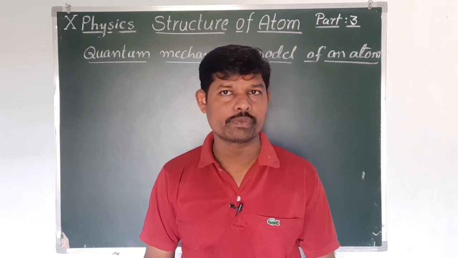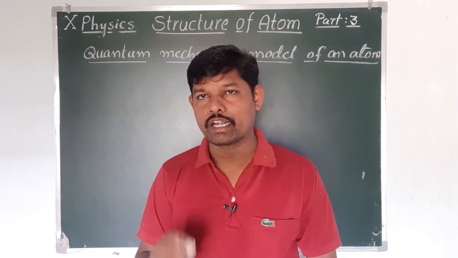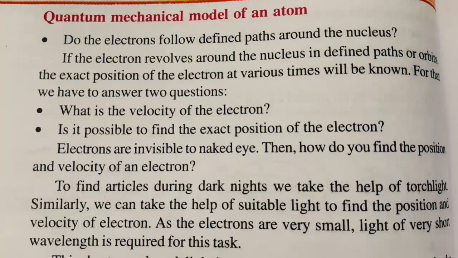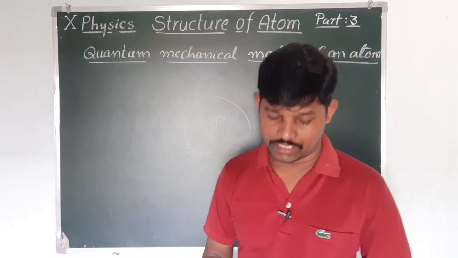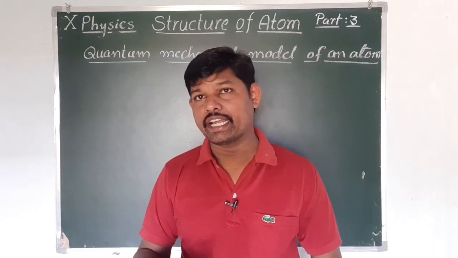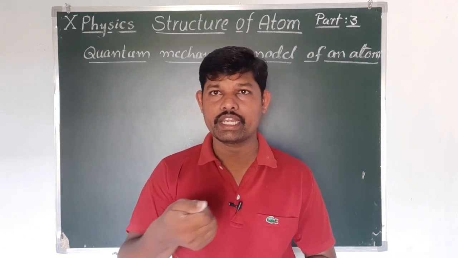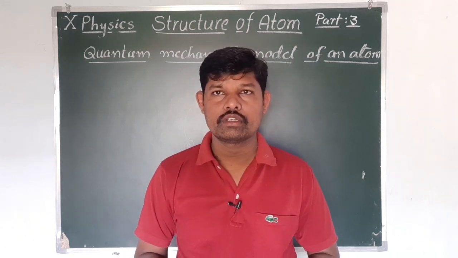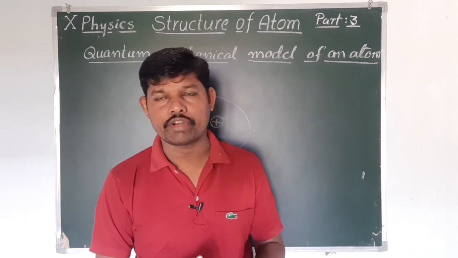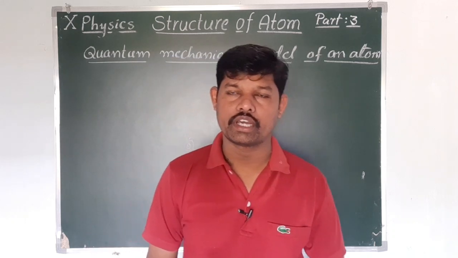Then how is it possible to find the velocity and position of electrons? Electrons are invisible to the naked eye. Then how do you find the position and velocity of an electron? To find articles during the night time, what will you do? You will use a torchlight. By using a torchlight, we can find things in the darkness.